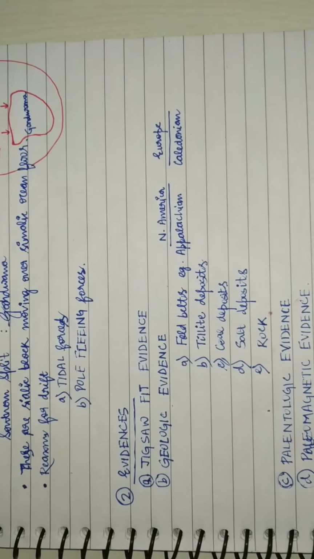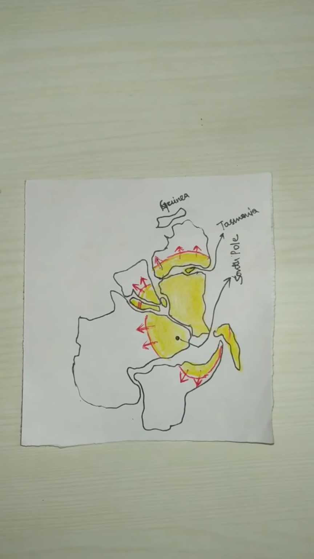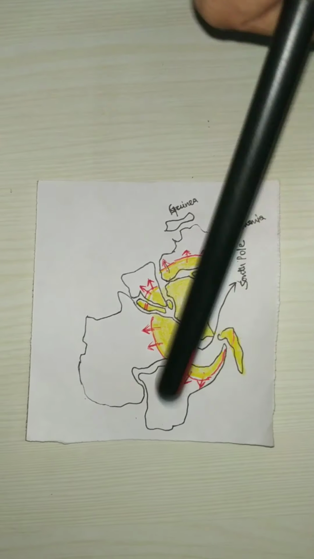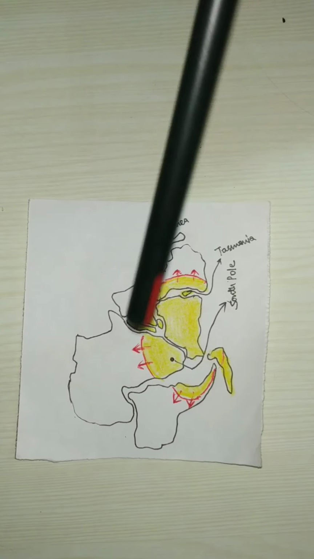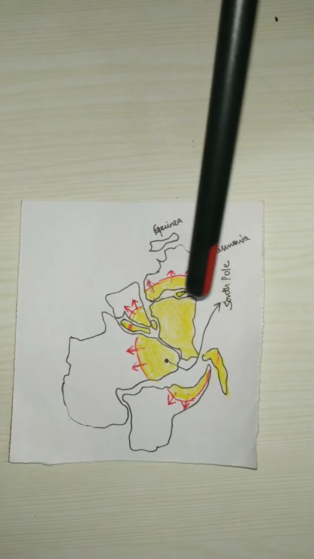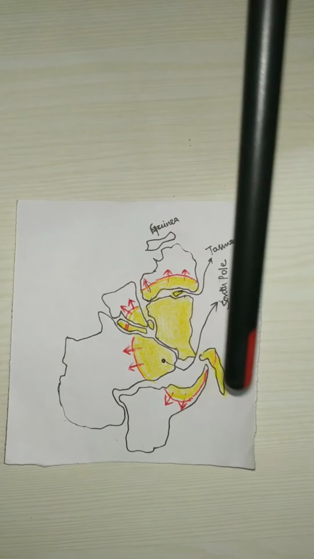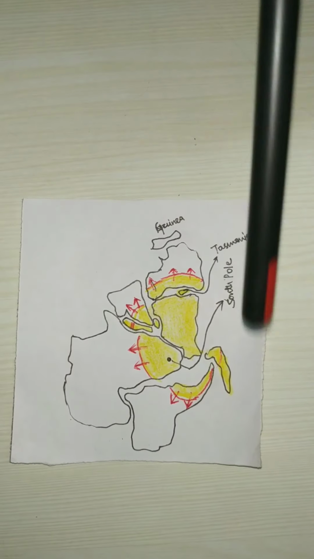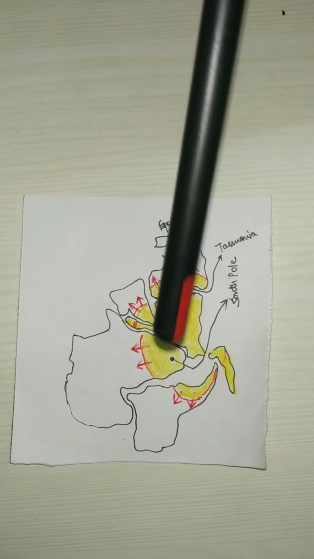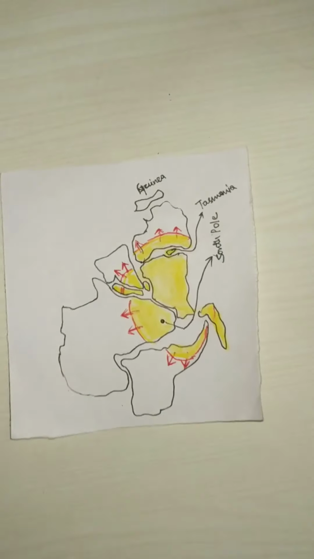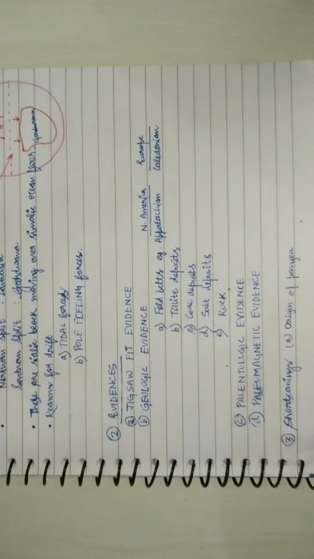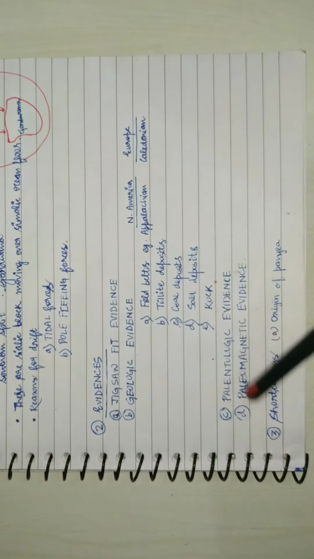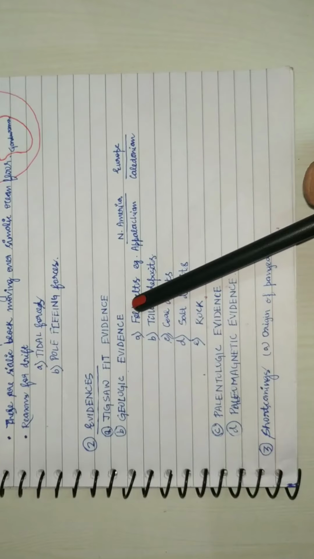First, the jigsaw fit evidence. If you see South America and the western part of Africa, India, Madagascar, Antarctica, and Australia, Tasmania, Guinea, they all seem to be fitting, right? So that was the first evidence. The second evidence is the geologic evidence. And in geologic evidence, there are several evidences.